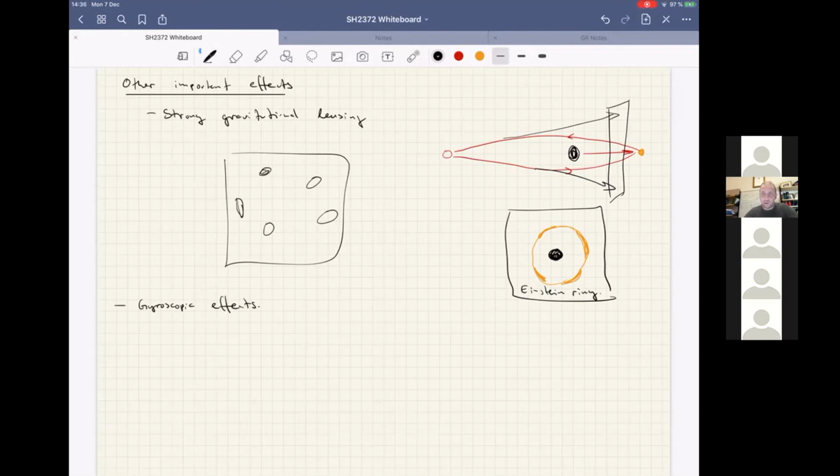There's something called frame dragging, and that's something that we have not discussed. It's essentially an effect that you have not in a Schwarzschild space-time, but in a space-time that a rotating black hole would describe. You can have a dragging of the spatial frame around the black hole. I'm not going to discuss it in much detail, just mention it so that you know that these kinds of effects exist.